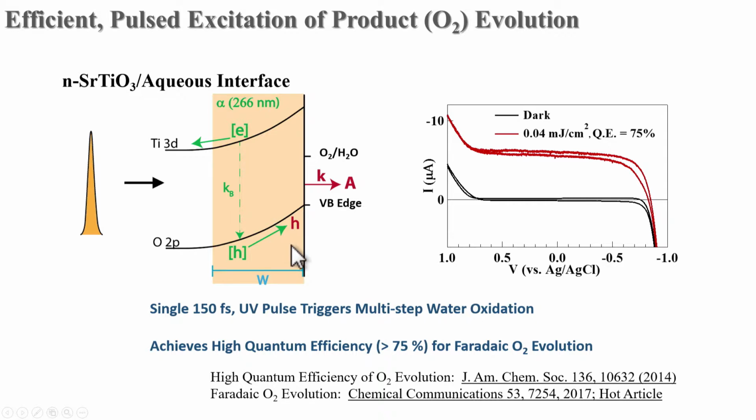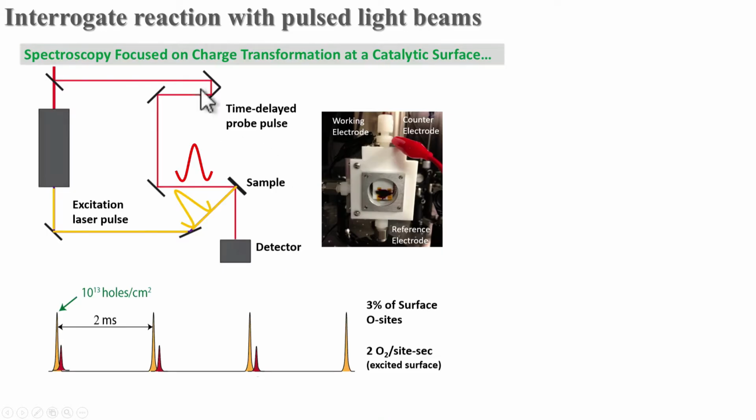And we do that by putting it in an optical setup that's shown here, where we excite that sample with a light beam, and then we interrogate it with a probe pulse in reflectance. We use full electrochemical cells such that the full chemistry is taking place, and we can time resolve the reaction between the two excitation pulses.